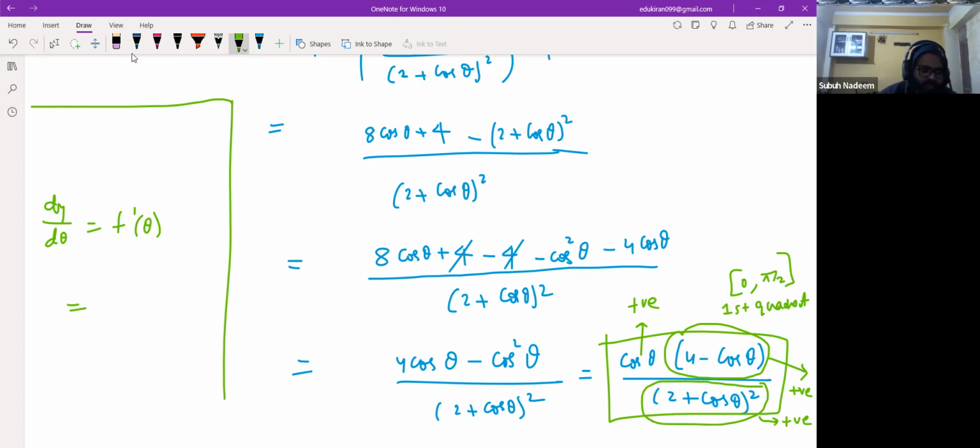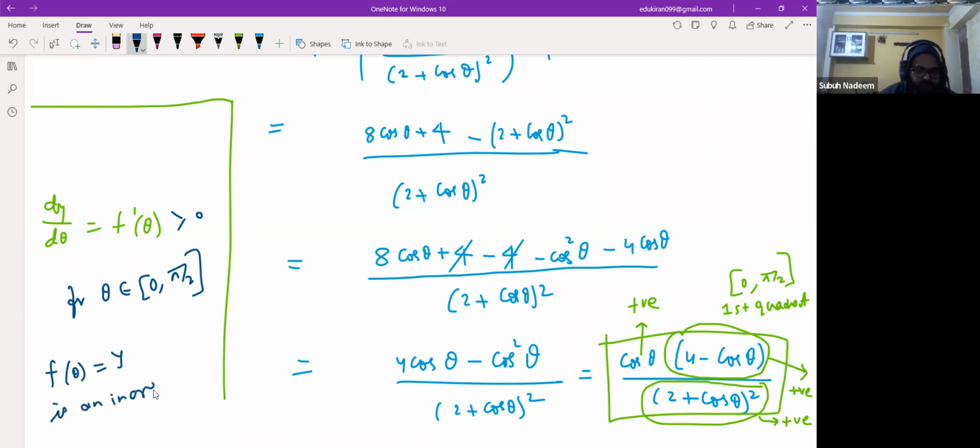So we can say that f dash theta is a positive quantity for theta belonging to 0 comma pi by 2, which means that f theta, which was y, is an increasing function in 0 comma pi by 2. This is what we had to prove.